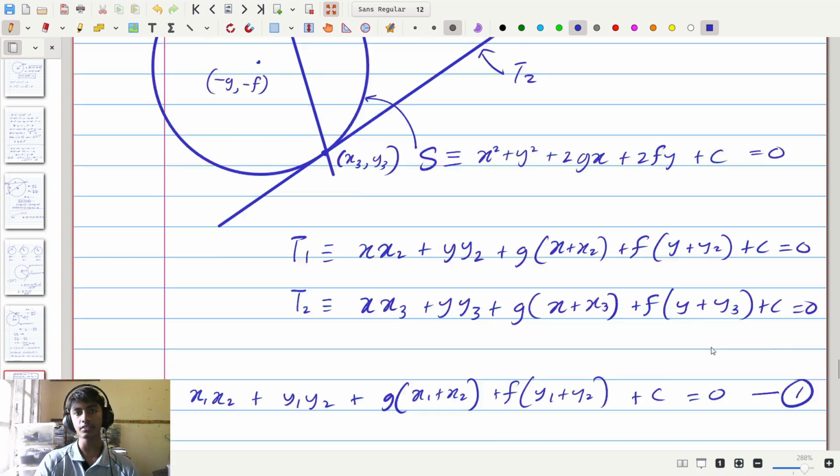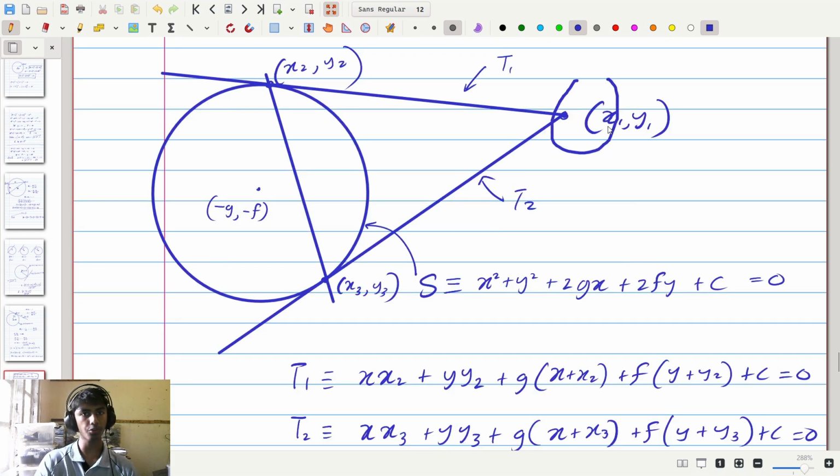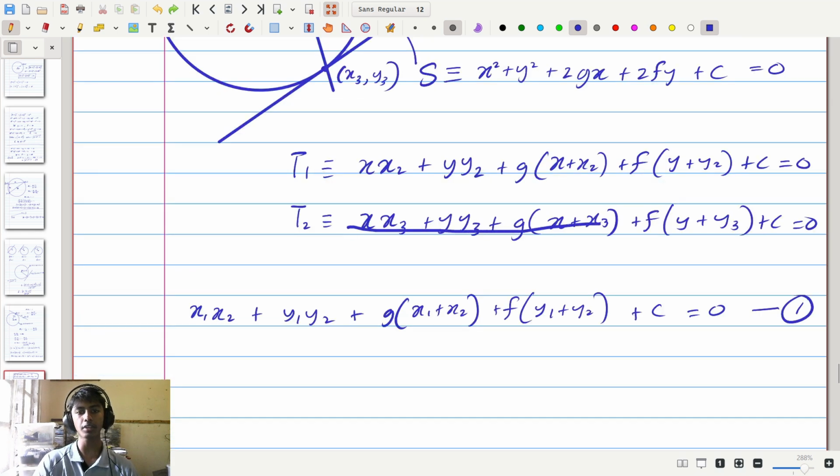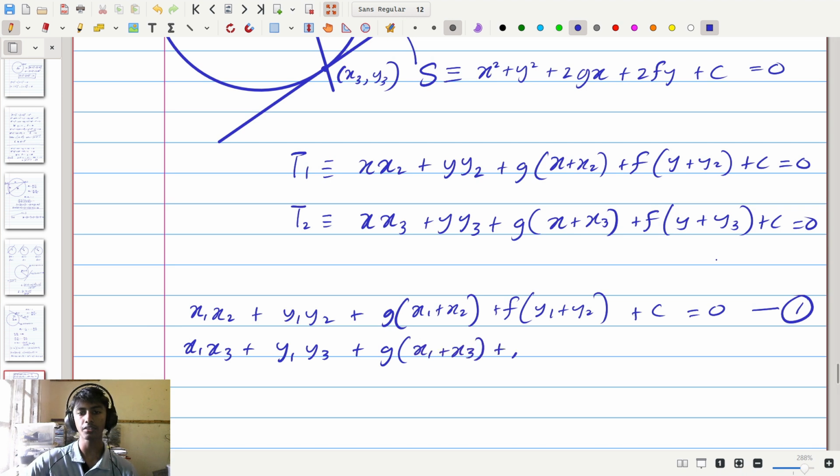Similarly, since the tangent t2 also passes through x1, y1, we can also write, substituting x1, y1 into this equation here, that x1 times x3 plus y1 times y3 plus g times x1 plus x3 plus f times y1 plus y3 plus c must also be equal to 0. I'm going to call this equation number 2.